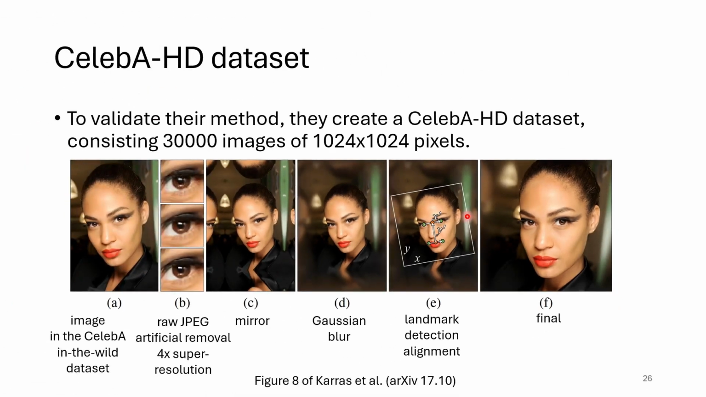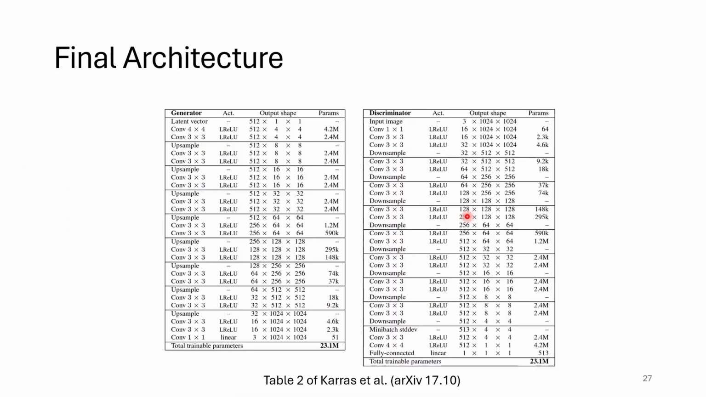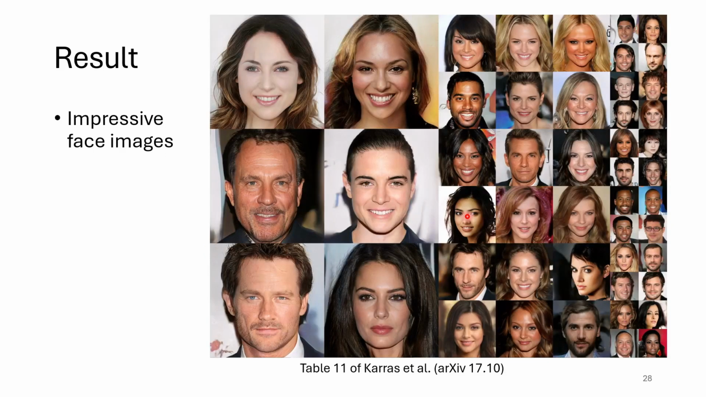So once they get the CelebA-HD dataset, this is the architecture. They just apply the Progressive GAN and generate the results. This is the largest image resolution, 1024 squares, and this is 512 squares, and this is 256 squares. The results are quite impressive, state of the art of that year.